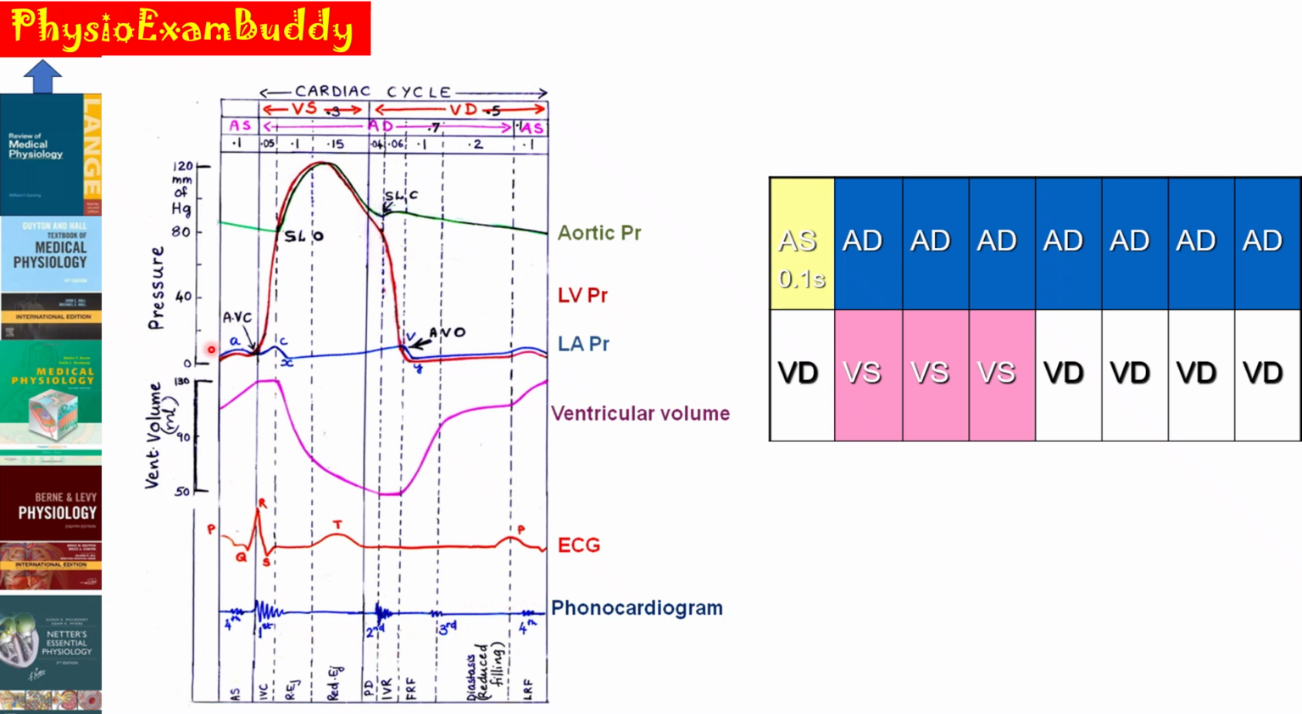So first you have to mark the pressure changes, extending from 0 to 120. Next is the ventricular volume in ml, and next is the ECG as well as the cardiac sounds. Again, here the different phases of the cardiac cycle, and the different subdivisions of each phase of the cardiac cycle, are marked here.